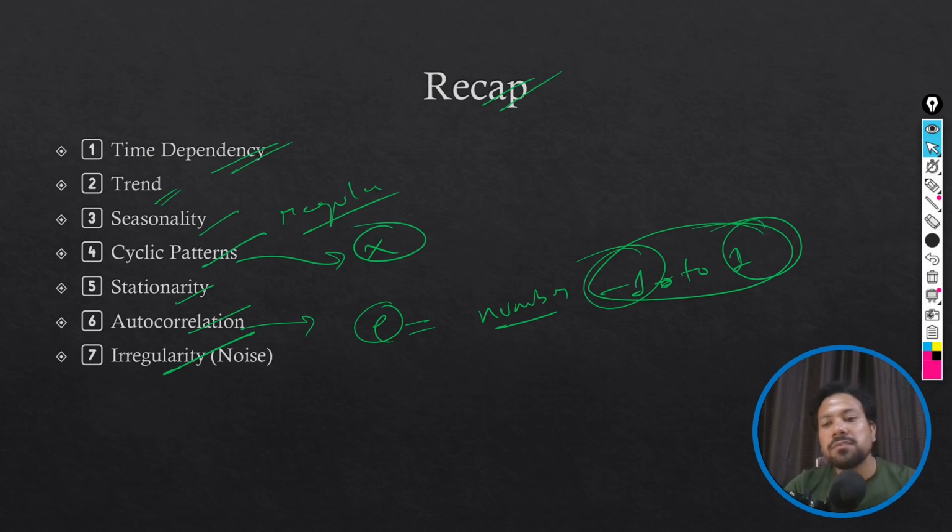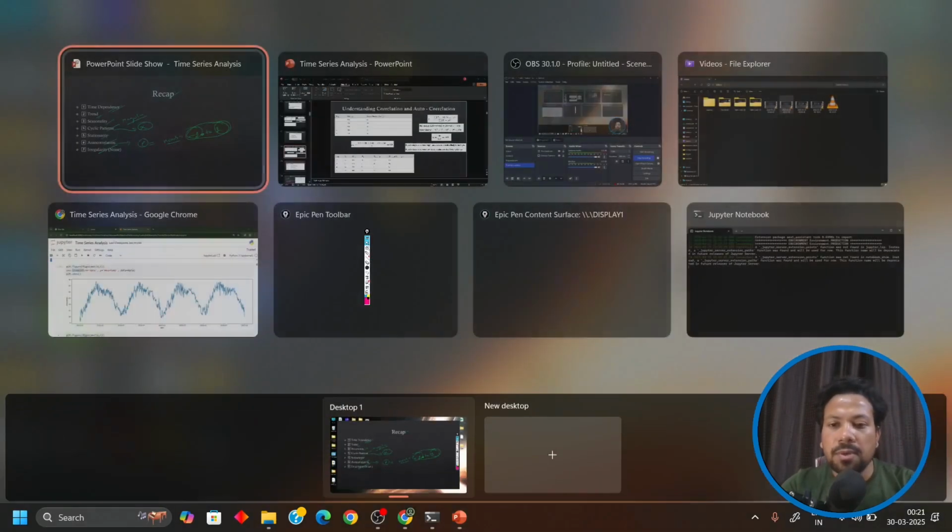At last, we have studied noise and irregularity, which simply means a data point which is different from all the other points; that is actually the noise. So with that, I think I have explained all the concepts. Let us jump to the practical part.